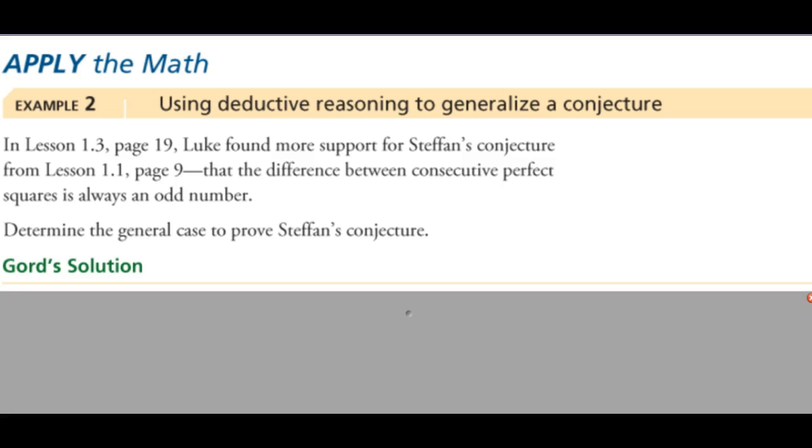Okay, so example 2 says, Luke found, oh, where's the rest of the example? Oh, the difference between consecutive perfect squares is always an odd number. So consecutive means in a row, and perfect squares are something times something, right? Like 5 times 5 gives you 25.